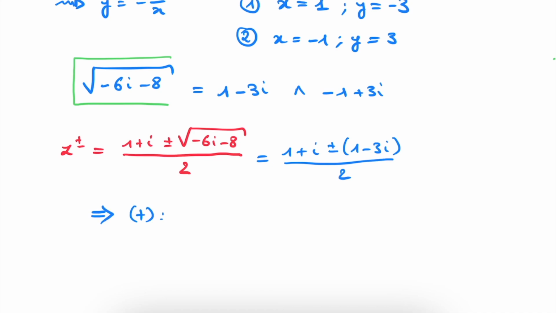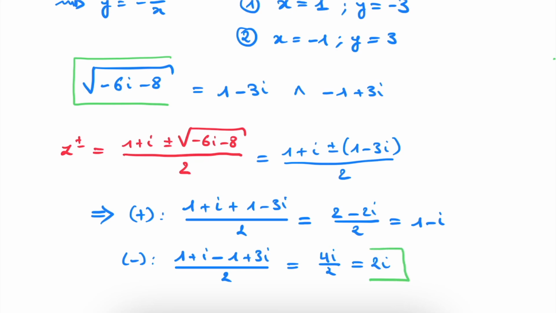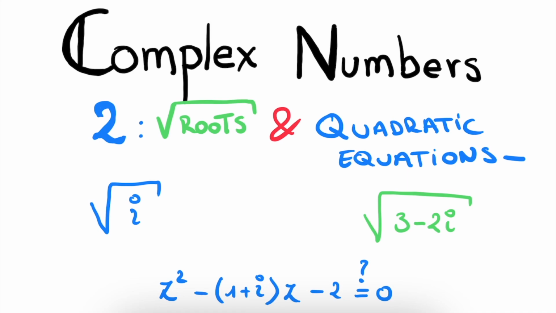For the plus solution, we have 1 plus i plus 1 minus 3i divided by 2. And this simply becomes 2 minus 2i divided by 2, which is of course equal to 1 minus i. And for the minus solution, we have 1 plus i minus 1 plus 3i divided by 2, which is equal to simply 4i divided by 2 or 2i. And we now have our two solutions right here, which are not trivial at all and are significantly different from each other. And this brings us to the end of this quite lengthy video.